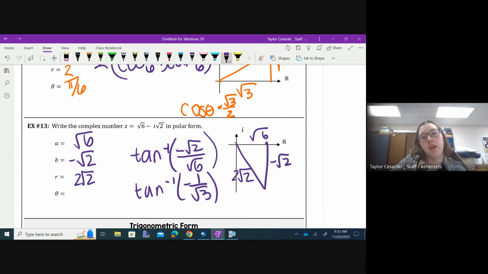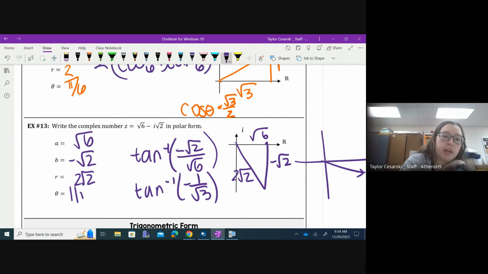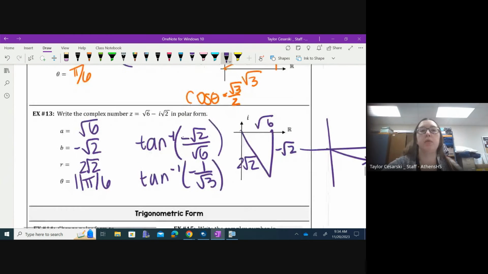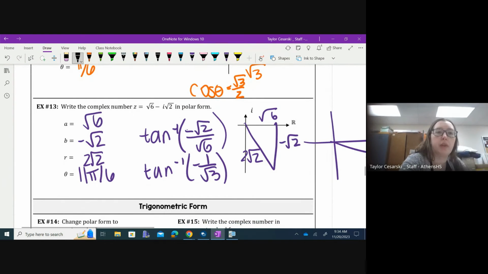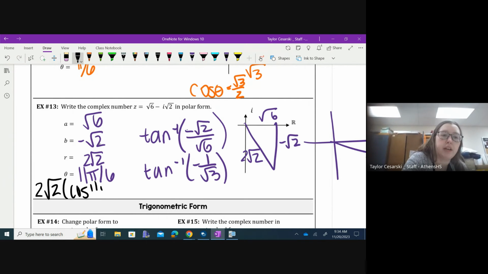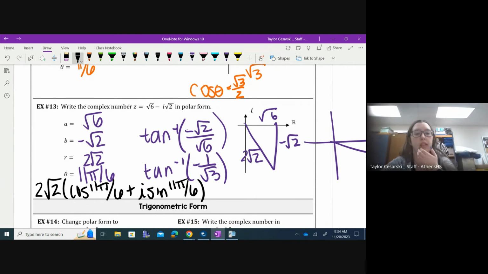If we're thinking about this right here, that's going to be the angle. It's actually not drawn very much to scale, but it's going to have the big x and the little y, so that's going to be at 11 pi over 6. Remember, you could always try both, see which one works. To write this out in polar form, it's going to look like 2 root 2 cosine of 11 pi over 6 plus i sine of 11 pi over 6. And that's what that'll look like.